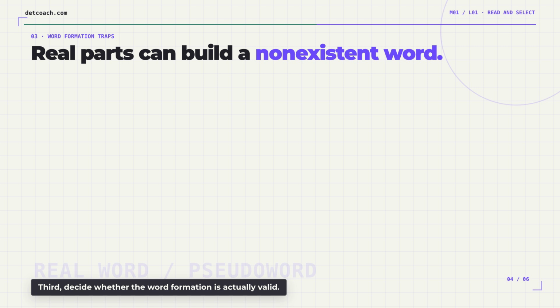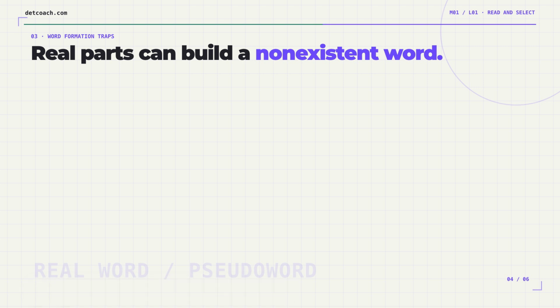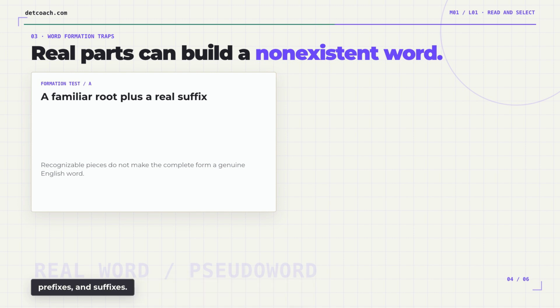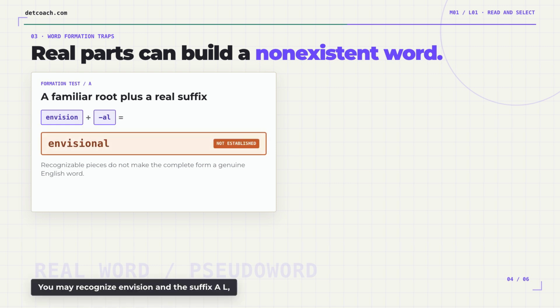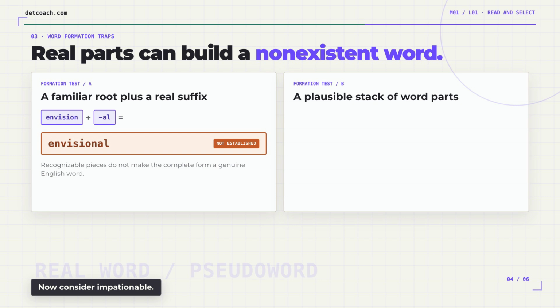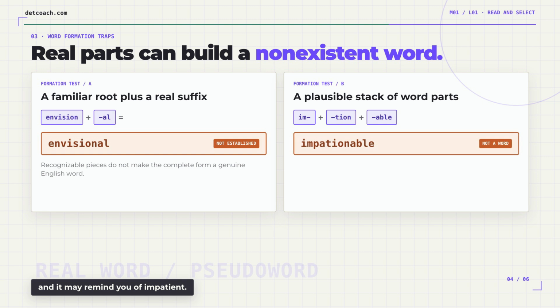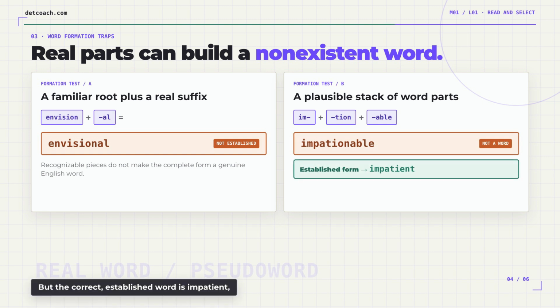Third, decide whether the word formation is actually valid. Some invented words disguise themselves with genuine roots, prefixes, and suffixes. Consider envisional. You may recognize envision and the suffix al, but envisional is not an established English word. Now consider impatientable. It looks as though it were built from the word parts im, tion, and able, and it may remind you of impatient. But the correct established word is impatient, not impatientable.